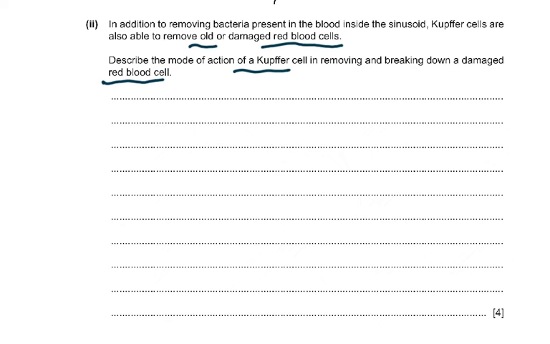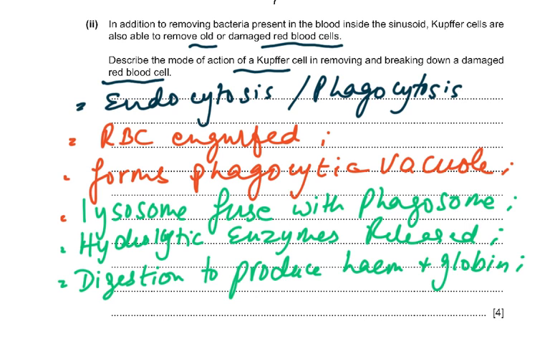You had a lot of points and you could have come up with any of these. Basically, it was endocytosis, red blood cell engulfed, forms phagocytic vacuole, lysosome fuses with phagosome, hydrolytic enzymes released, digestion to produce heme and globin.